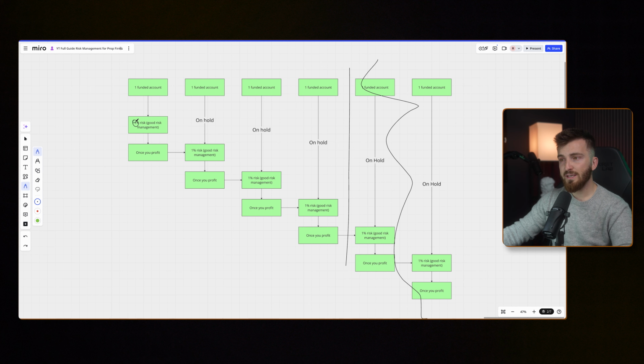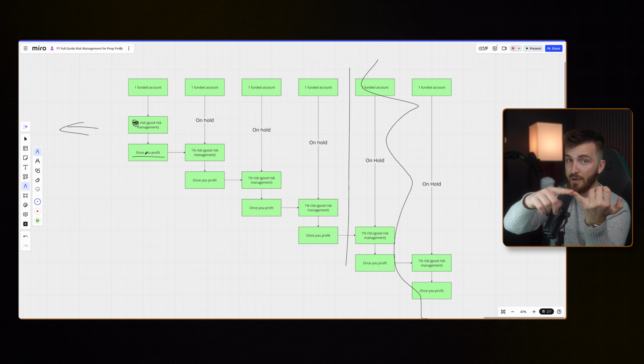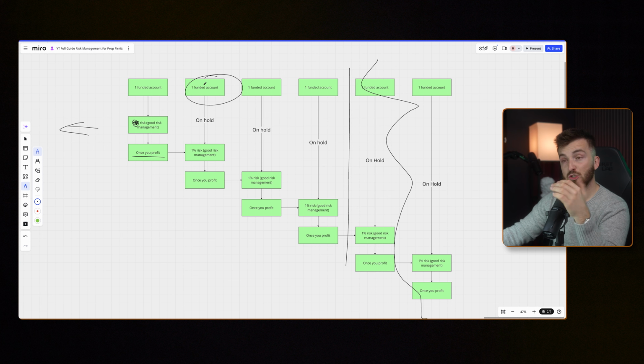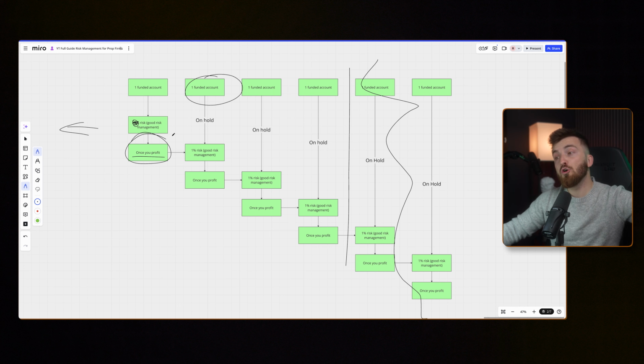You're going to use the risk that is given to you right there, right? Again, could be 1%, could be 2%. And then once you profit, doesn't matter if it's a break-even trade in which you got $100, $200 profit, whatever it is, you lock in the payout, you move on to the next one. Then this next one is on hold until this funded account has some sort of profit. Then you leave this one aside and you go to the next one.